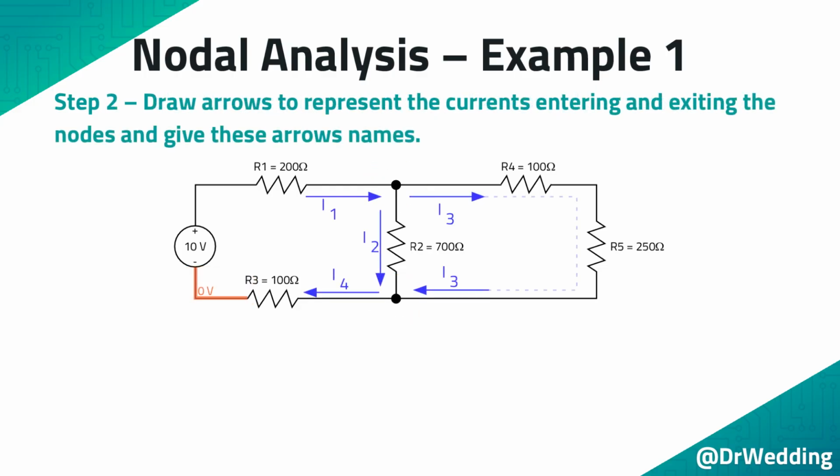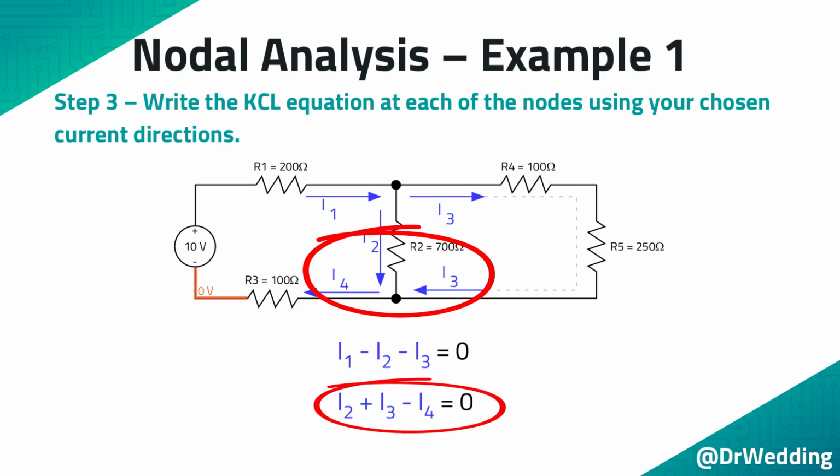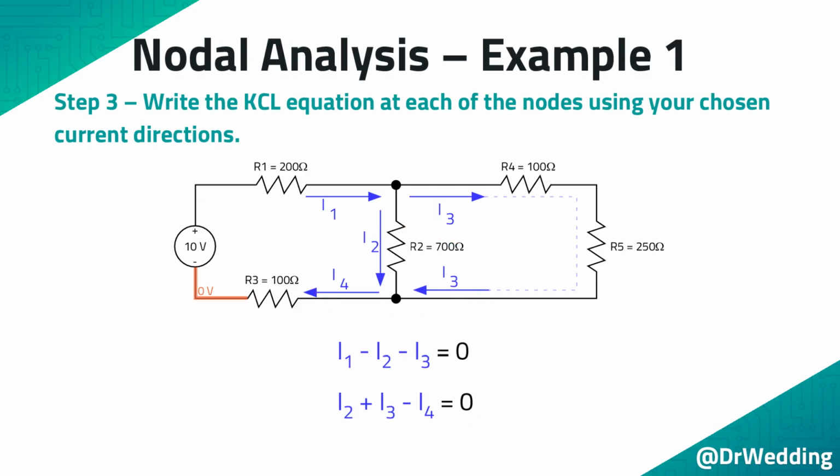Step 2. Draw arrows to represent the currents entering and exiting the nodes, and give these arrows names. Step 3. Write the KCL equation at each of the nodes using your chosen current directions. Because currents that enter a node are positive and currents that exit a node are negative, the KCL equation for the upper node is I1 minus I2 minus I3 equals 0. And the KCL equation for the lower node is I2 plus I3 minus I4 equals 0.